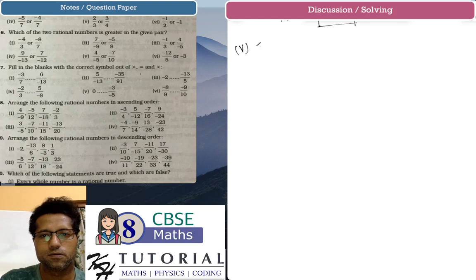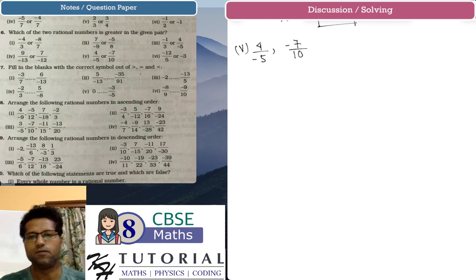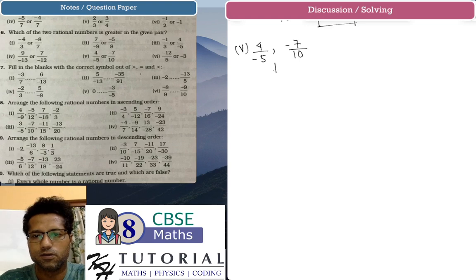Okay, let's do 5. 5 is 4 by minus 5 and minus 7 by 10. Now we see that the first rational number 4 by minus 5 is not in standard form, as the denominator is negative. So let's first make the first rational number in standard form. This will be minus 4 by 5. So we have now the rational numbers minus 4 by 5 and minus 7 by 10. We have to compare them.